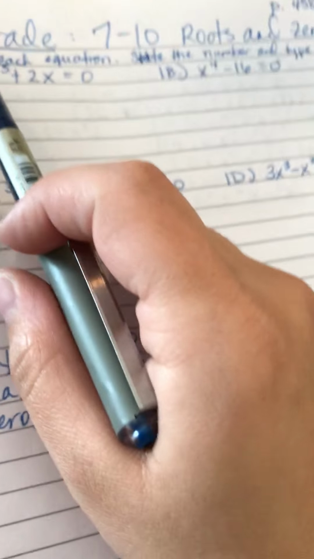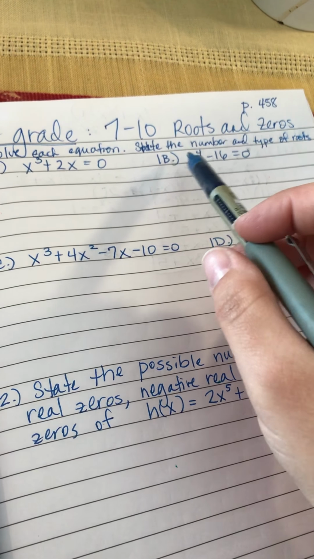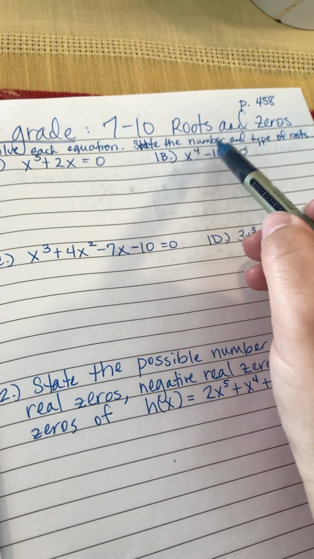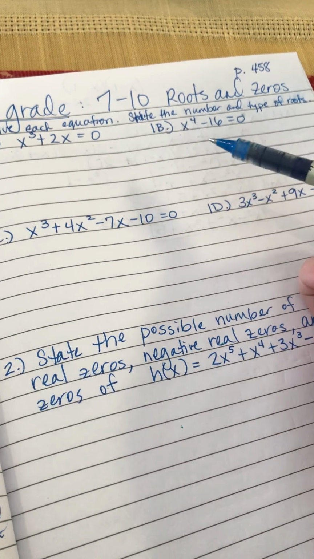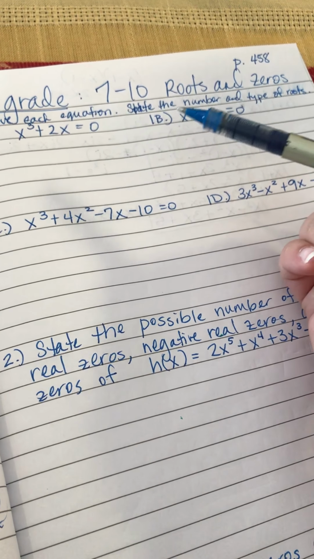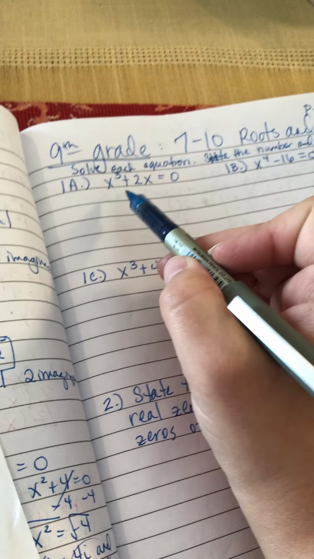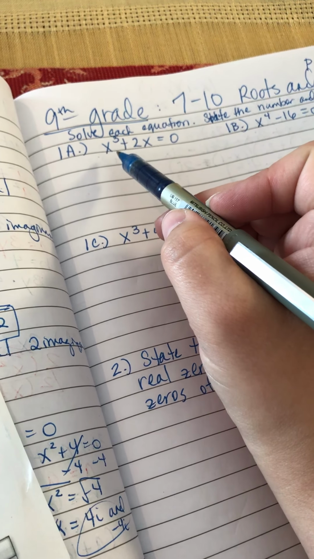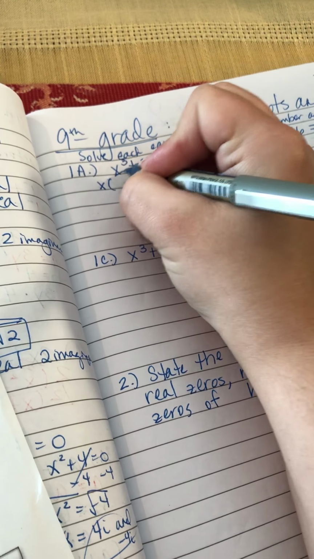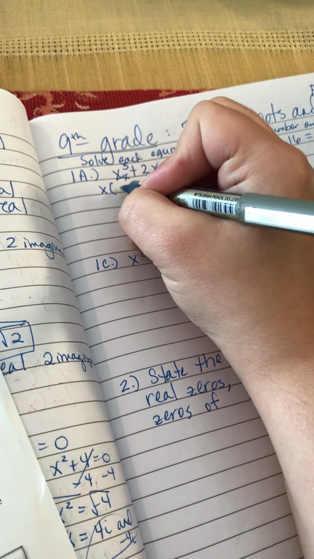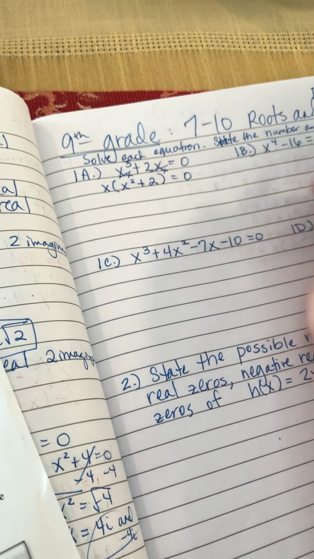Okay, so this first section says solve each equation, state the number and type of roots. So the number is how many roots you have, and the type of roots are whether they're imaginary or real numbers or that type of thing. On this one, we're going to solve it using our factoring methods, because your greatest common factor is x. So I'm going to factor out an x, and I end up with x squared plus 2 equals 0.